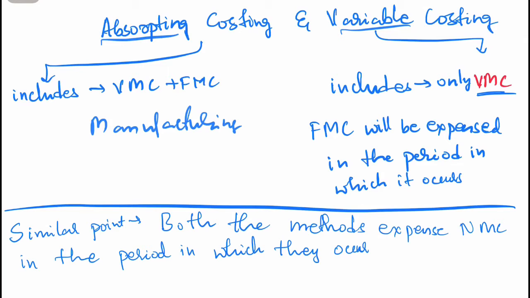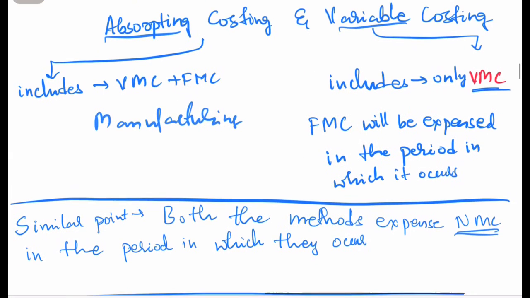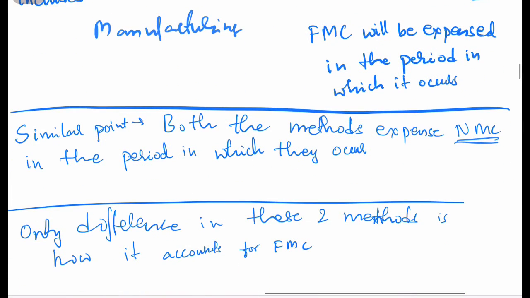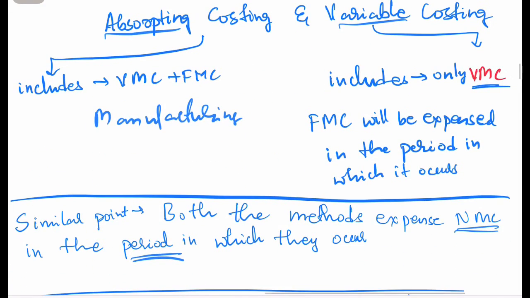Got it? There is one similar point between these two methods. What is that one similar point? Both the methods, both absorption as well as variable costing, are going to expense non-manufacturing cost in the period in which they occur, not in the products. In the period in which they occur, it is going to take it as an expense. What is one difference? I hope you have already got that. Here variable manufacturing cost is there. Here variable manufacturing cost is there, but what is not there? Fixed manufacturing cost is there in absorption costing, but it is not there in variable costing. That is one difference which we should concentrate on.